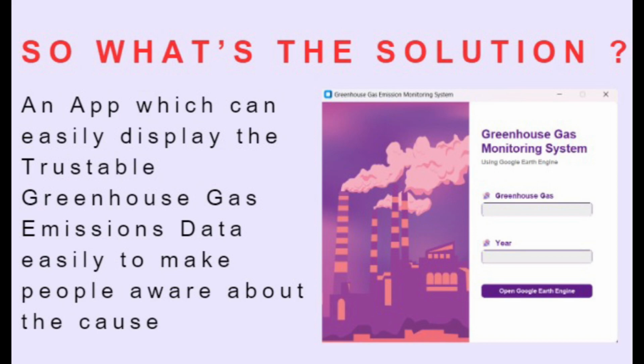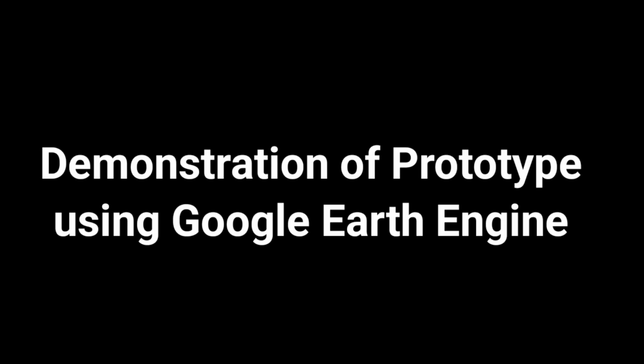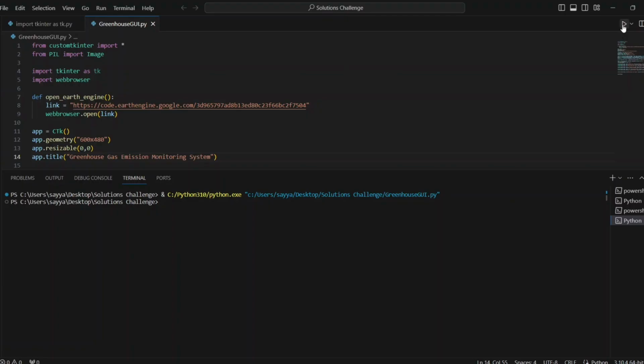For demonstration purposes, we are using Google Earth Engine to calculate carbon monoxide concentrations. We are using Sentinel analysis, the Sentinel-5P. By analyzing the absorption features of carbon monoxide in the near-infrared spectral range, the instrument can easily estimate the concentration of carbon monoxide in the atmosphere.